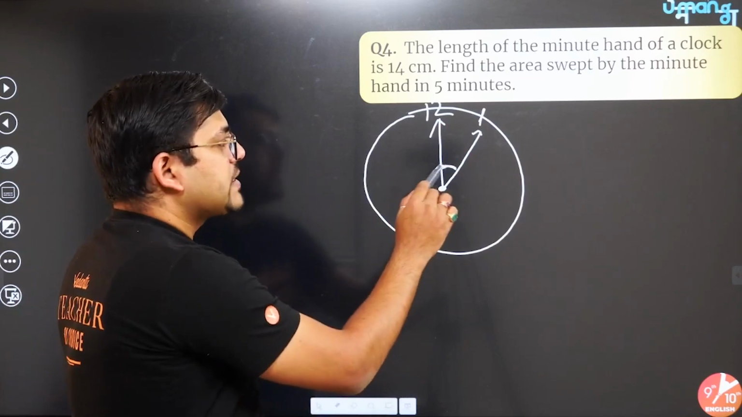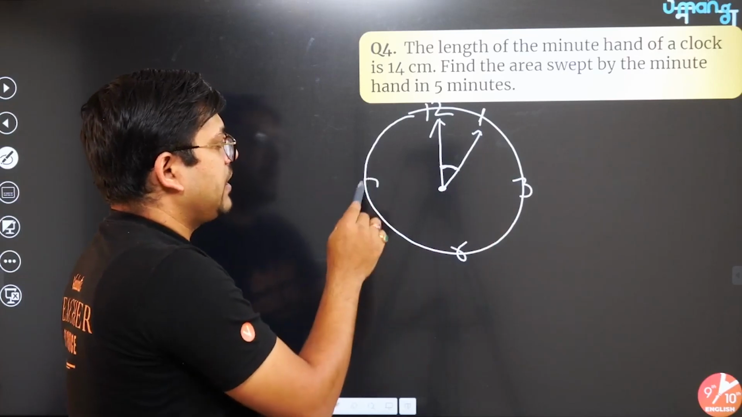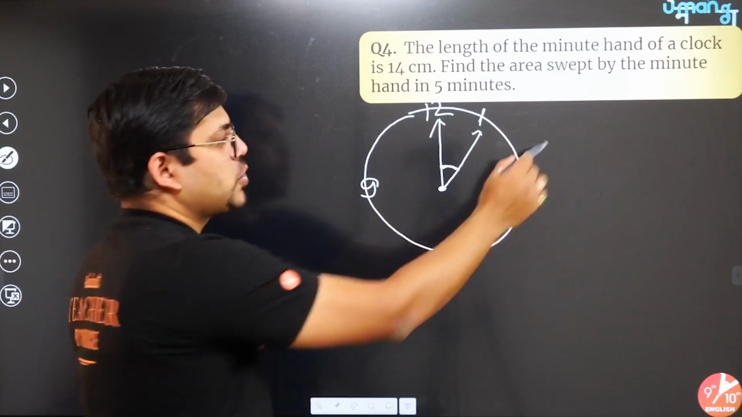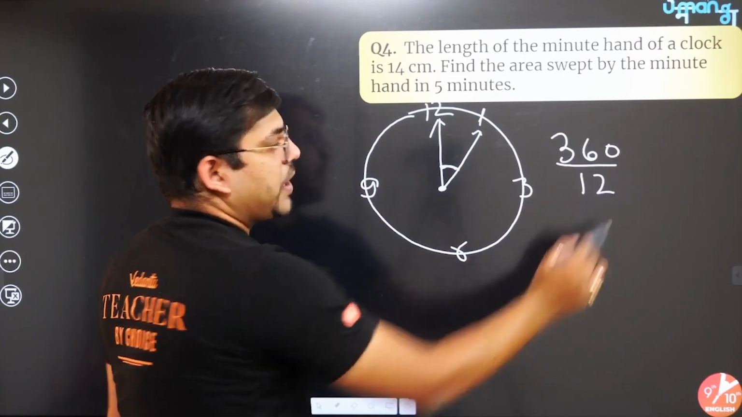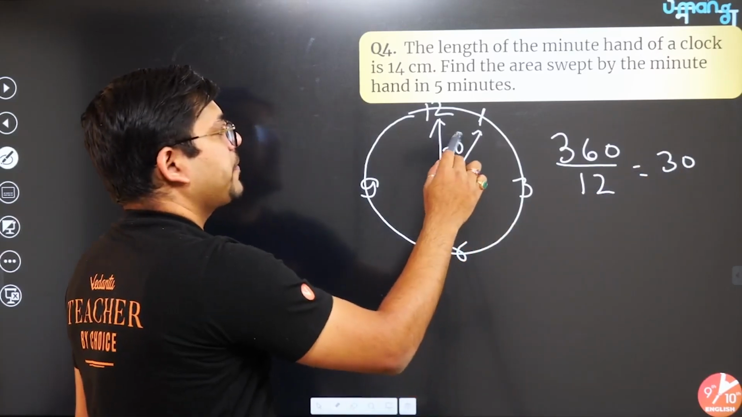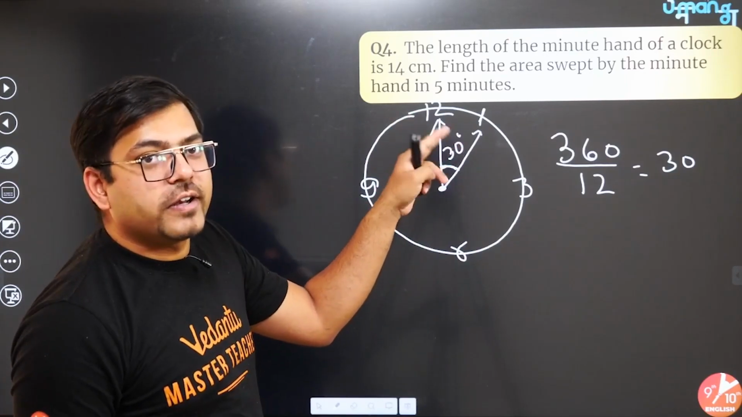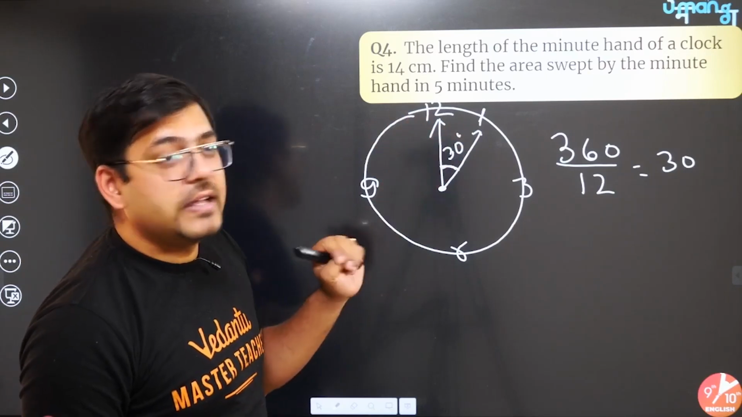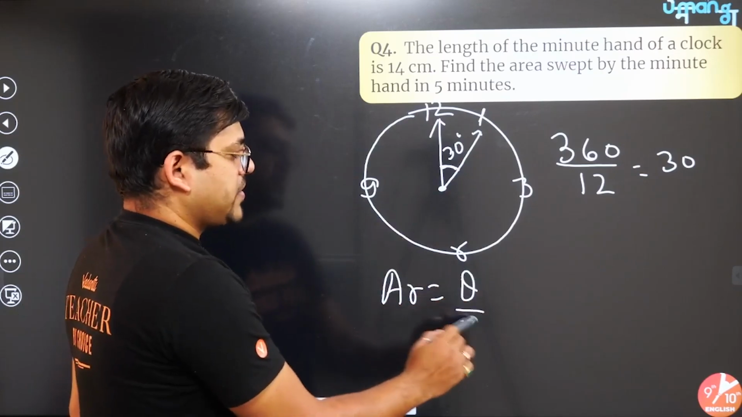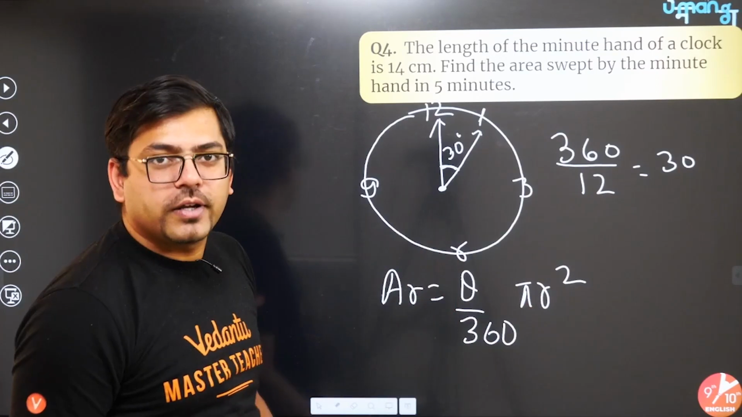So between 12 to 1, what's the angle? It's very simple. From 1, 2, 3, 4, 5, 6, 7, 8, 9, 10, 11, 12, there are 12 digits and the total angle is 360. So you can divide 360 among 12 digits. 360 by 12, every digit will have 30 degree, means this is 30 degree. So the question is asking how much area is covered or swept by this minute hand under this 30 degree? So you have to find the area of a sector. Area of sector everyone knows, that is theta by 360 into pi r square. What is theta? It's 30 degree. You have to put the value.